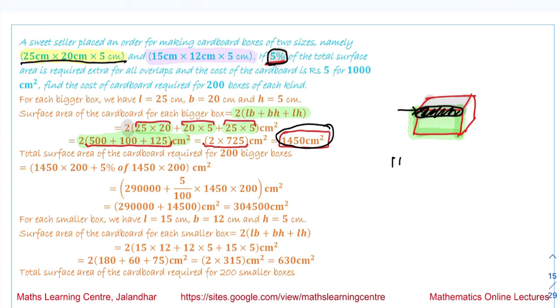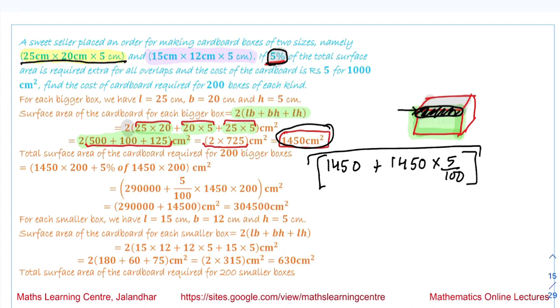So 5% extra means 1450 into 5 by 100, we are saying. So this much portion we require extra. So the total area will become 1450 plus 1450 into 5 by 100. This is for one box. This is the total area of the cardboard required for one box.